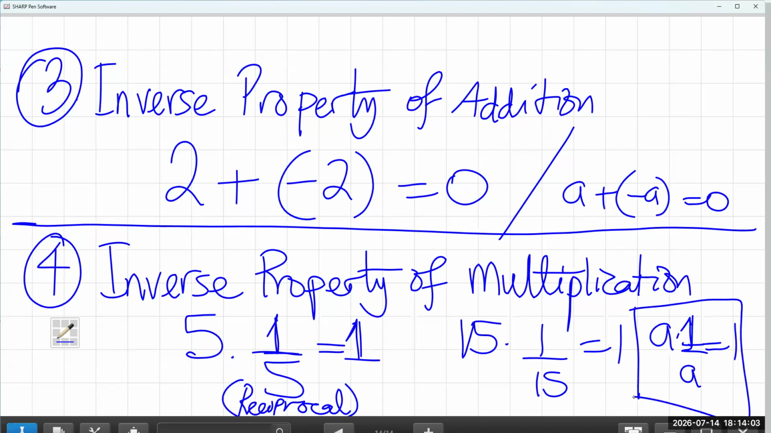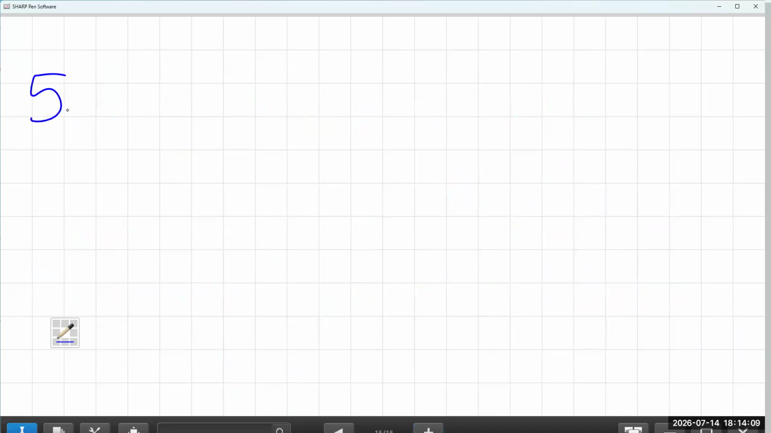So we have the inverse property of addition, the inverse property of multiplication, and now number 5, we're going to go with the zero product or zero property of multiplication.